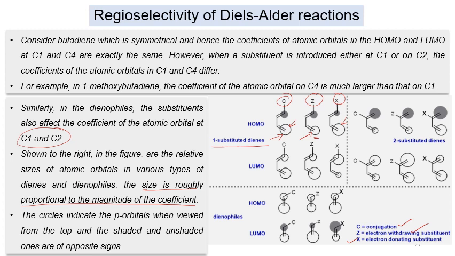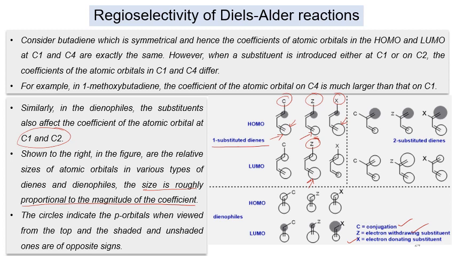Similarly, what happens to the LUMO? You will consider the LUMO for the diene only when you do the inverse electron demand Diels Alder reaction. So you can see here when an electron withdrawing group is present, the LUMO is the highest at the C1 position. So when you have electron withdrawing groups on the diene and electron rich on the dienophile, then you would have an ideal situation where the sizes of the orbitals would match.